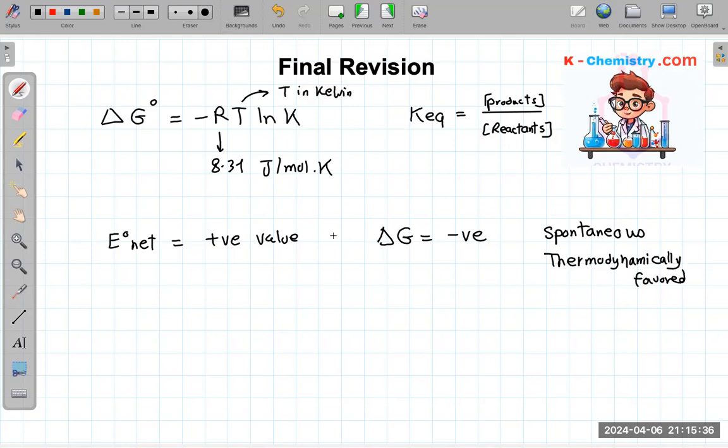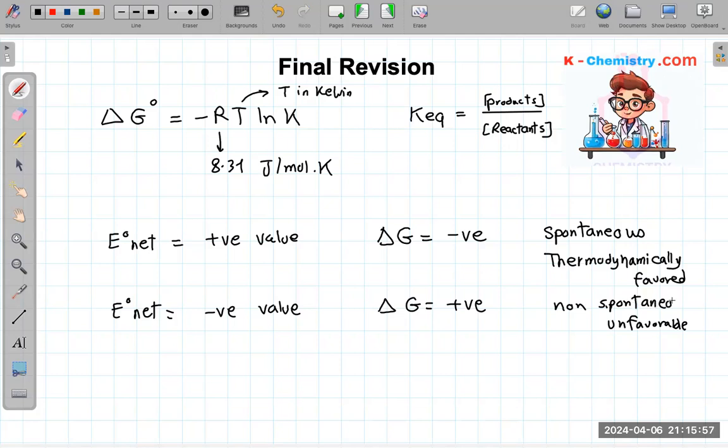The opposite of this reaction will have an E node net with a negative value, which means that it's not possible, and the delta G for that one will be positive. So it is non-spontaneous, or not thermodynamically favored, or we can say it is thermodynamically unfavorable. This is mainly related to the AP chemistry exams. They will usually use the words thermodynamically favored or unfavorable.